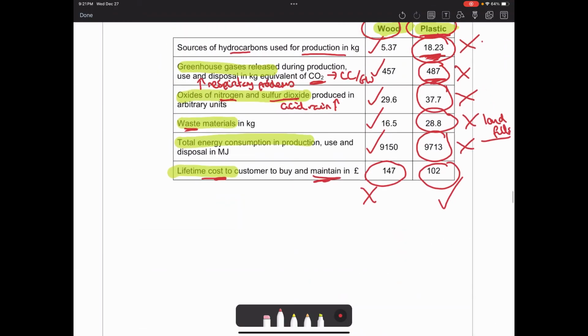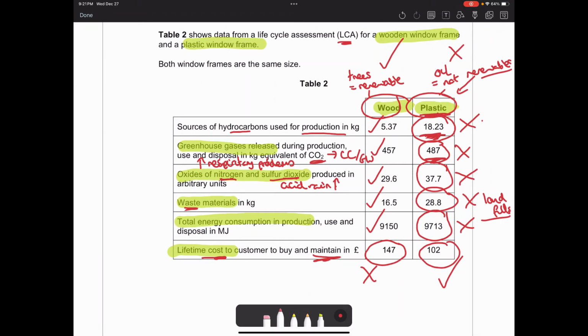So you're effectively putting all this information here into short bullet point sentences, comparing them. Remember, a great comparison word, whereas, and that would give you, from what I've just said, 6 marks in that answer.